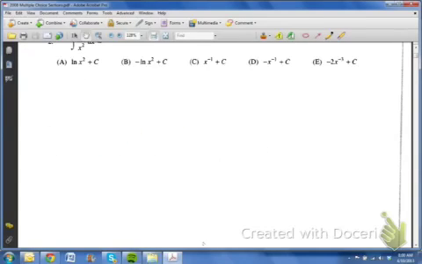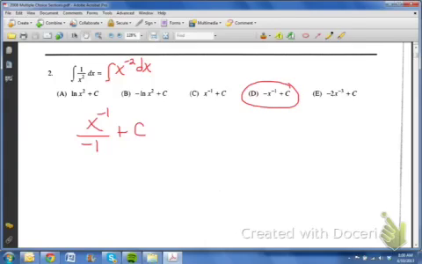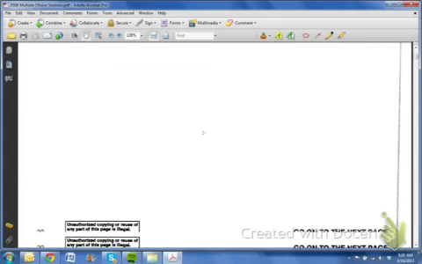So now down to number 2. All right, so here we're integrating 1 over x squared. We do not have a quotient rule for integrals. And so what we're going to do is rewrite this as the integral of x to the negative 2 dx. And we add 1 to the exponent, divide by the new exponent, and we get D.